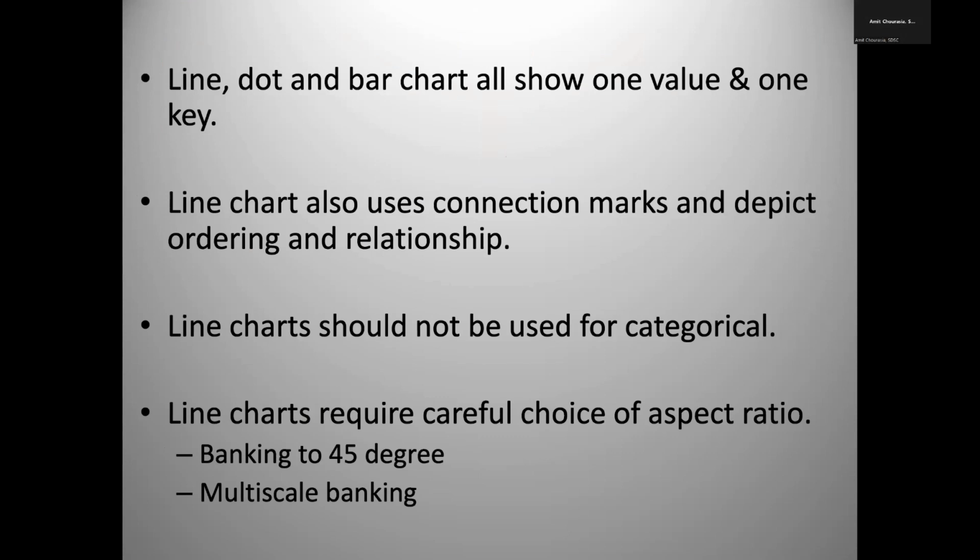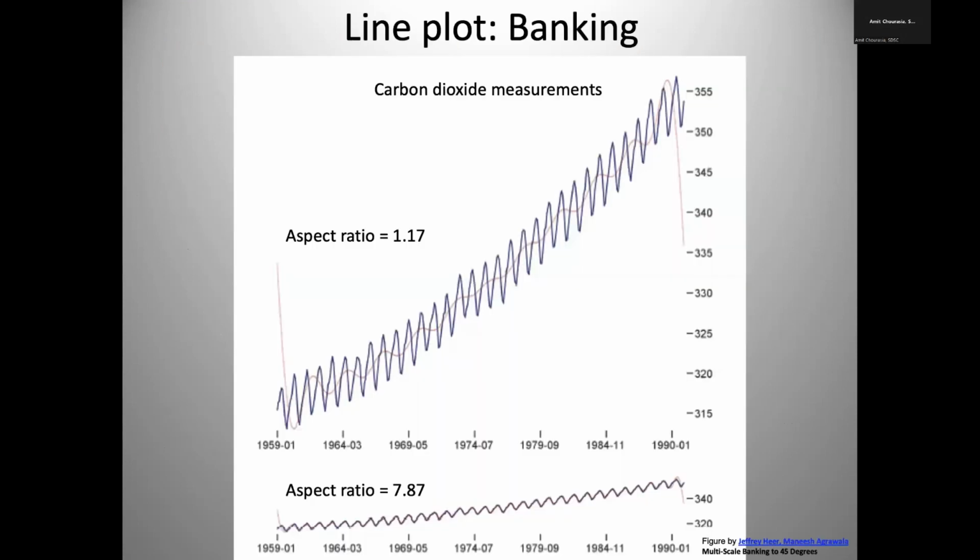So line charts, like I mentioned, should not be used for categorical attributes. Line charts also need to be carefully managed in how you create the aspect ratio of your chart, because that can create some distortions. So let's talk about that a little bit. Here is an example of carbon dioxide measurements over time. On the horizontal axis, it's showing the dates, and on the vertical axis, it's showing parts per million for carbon dioxide. And you see there are two lines going on, one in blue, one in red or pink.